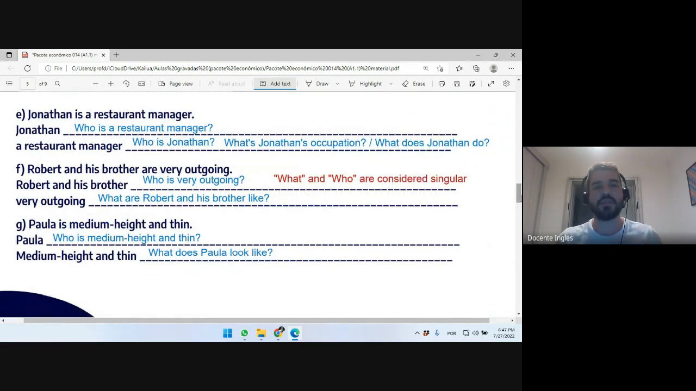Who is a restaurant manager? Who is Jonathan? What's Jonathan's occupation? What does Jonathan do? Jonathan is a restaurant manager. Who is very outgoing? What are Robert and his brother like? Robert and his brother are very outgoing. Who is medium height and thin? What does Paula look like? Paula is medium height and thin.